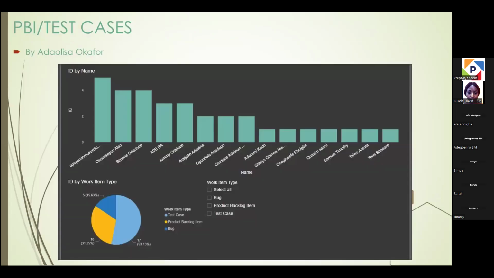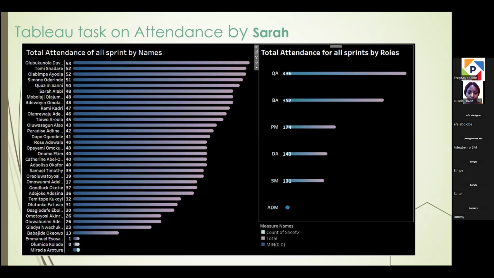This is the PBIs of this sprint done by Adolisa. And this is the attendance for all the sprints, and the total attendance of the rows too.